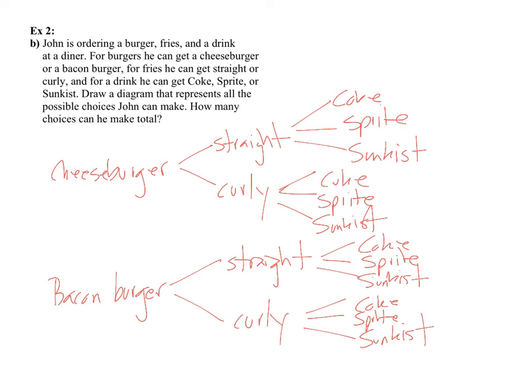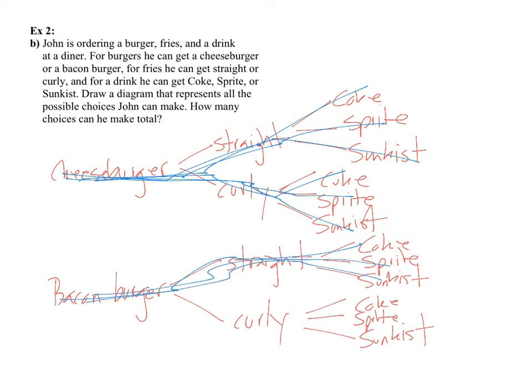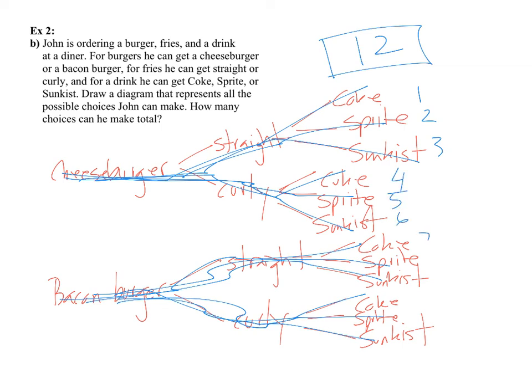Alright, how many possibilities do we have here? Check this out. Alright, so here's one possibility. 1, 2, 3. Then we have 4, 5, 6, 7, 8, 9, 10, 11, 12. 12 choices total. Or you can just count at the ends of the branches. 1, 2, 3, 4, 5, 6, 7, 8, 9, 10, 11, 12.